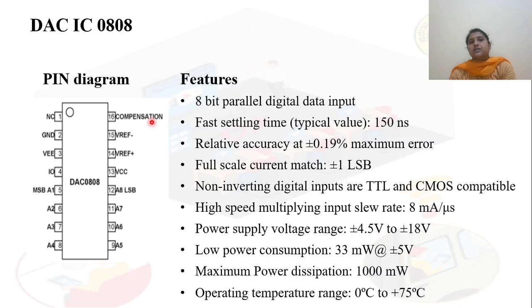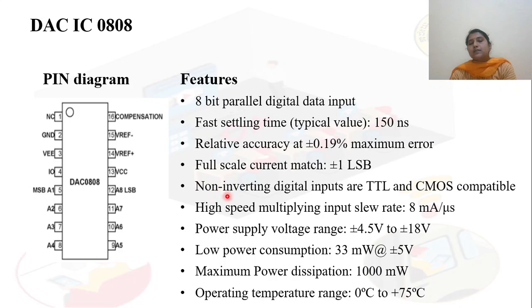So what are the features of DAC0808? This DAC0808 has 8-bit parallel digital data input. In this IC there are 8-bit parallel digital data inputs. The settling time for this IC is 150 nanoseconds and relative accuracy is plus or minus 0.19%. Full scale current is matched to plus or minus 1 LSB. Non-inverting digital inputs are TTL and CMOS compatible.